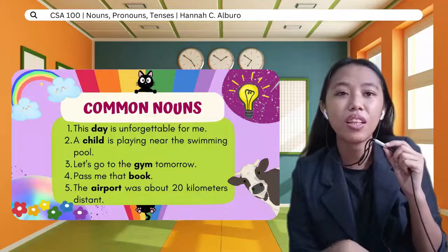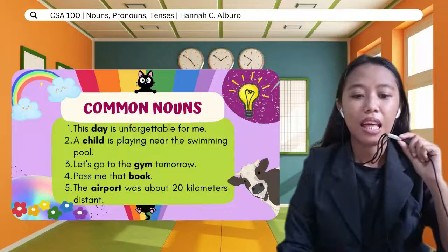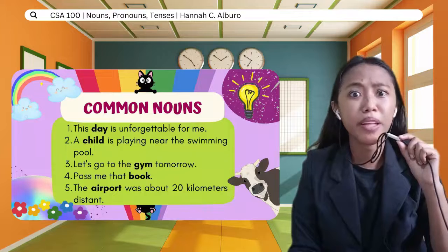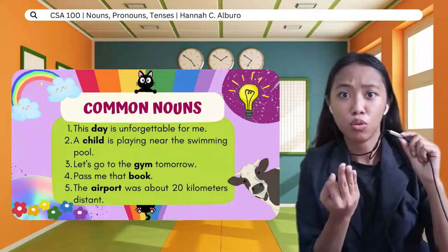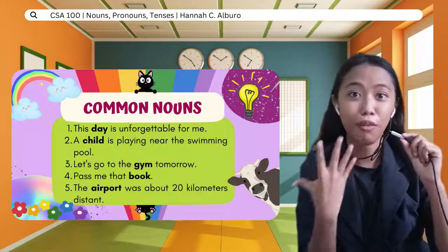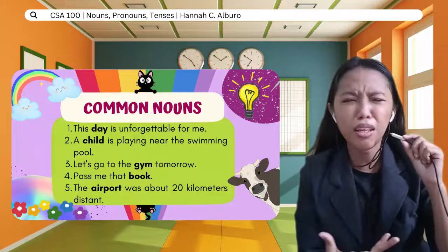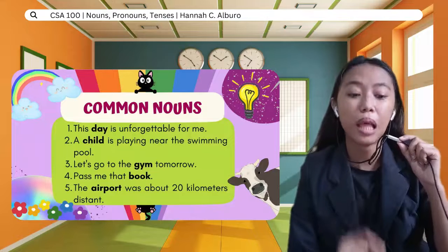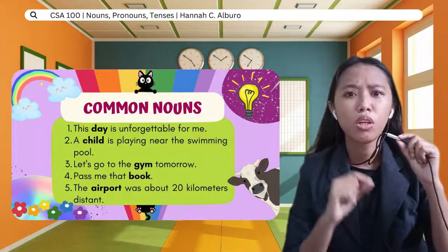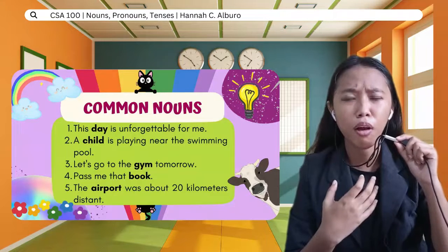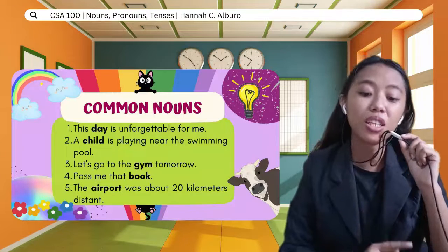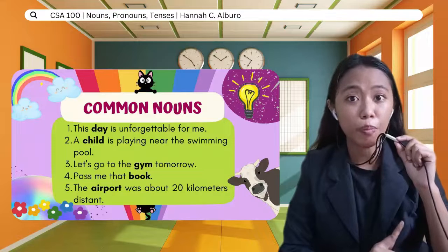So, for the first sentence, let's take a look. This day is unforgettable for me. So this could mean any day. It could be Monday, Tuesday, Wednesday, Thursday, Friday, Saturday, Sunday, di ba? Could be any of those days. Okay, next. A child is playing near the swimming pool. So child, it is a common name, no? It could be any child, no? So for the third sentence, let's go to the gym tomorrow.